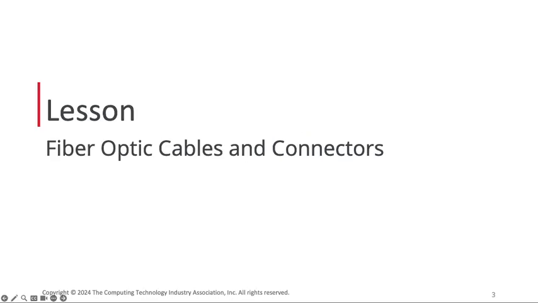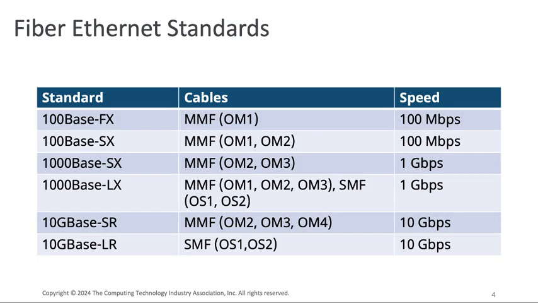So to kick this off, fiber optic cables, unlike copper cables that use electrical signals, use light pulses to transmit data. This allows for faster speed and longer distances. These are some of the Ethernet standards for fiber optics. Again, remember the number before is the speed, and more than likely you'll see an F, an S, or an L for the fiber optic cables.